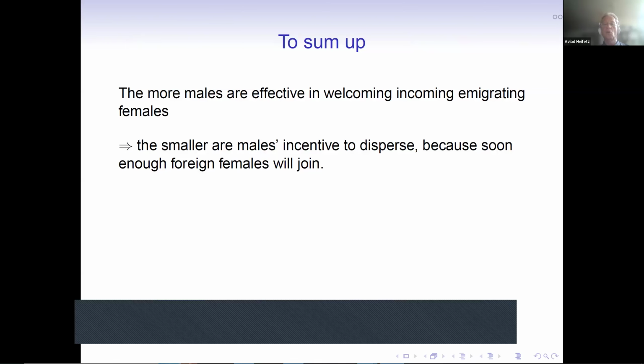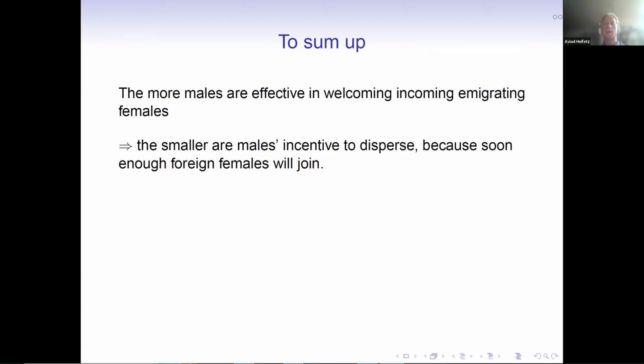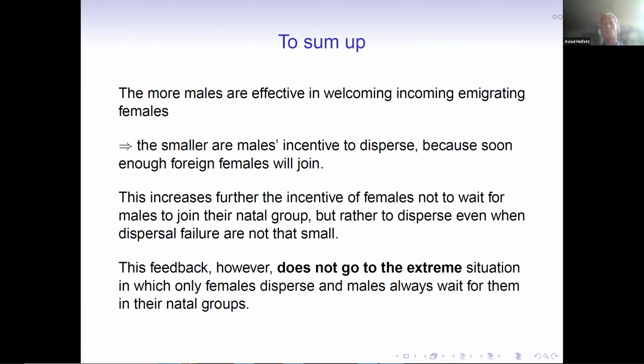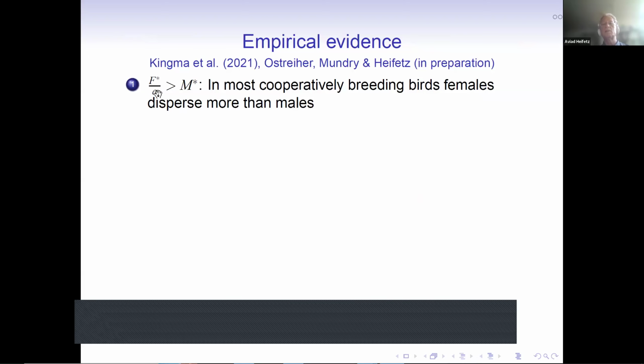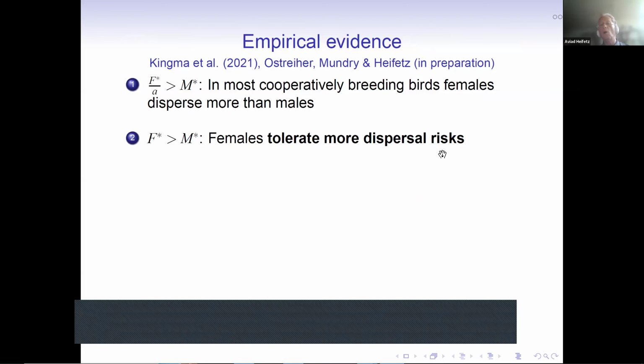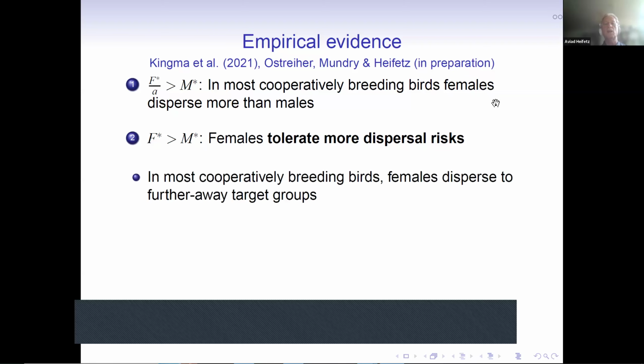Let me jump forward. Let me just tell you how this is compatible with the empirical evidence. The first finding is that indeed females disperse more than males, and this is a well-known phenomenon. But the important thing from this model is that females tolerate more risks at dispersal. And what's the evidence for that?